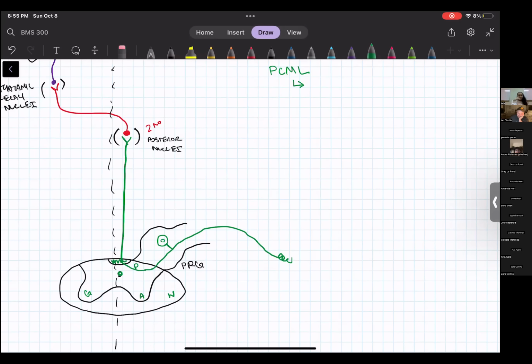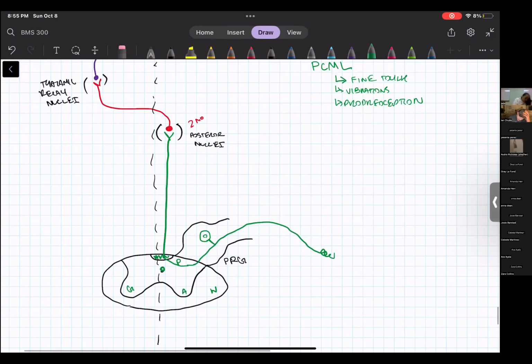So it's going to be fine touch. I think this is the vibrations one. And then the big one is proprioception, which is where we are in space. So knowing where my hand is in space is due to this tract.